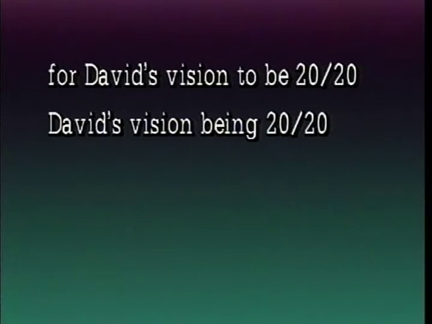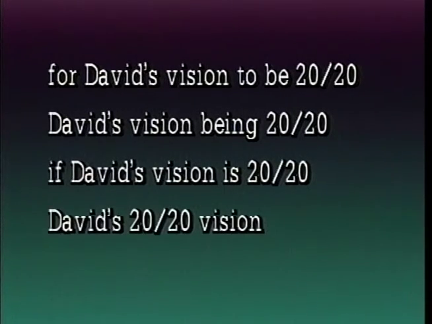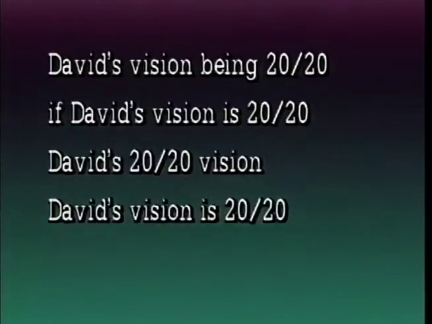For David's vision to be 2020. David's vision being 2020. If David's vision is 2020. David's 2020 vision. David's vision is 2020. The only complete sentence in this group is the last one. David's vision is 2020. It has a subject, vision, and a verb, is, and it expresses a complete thought. In order to punctuate it properly, add a period at the end of the sentence.